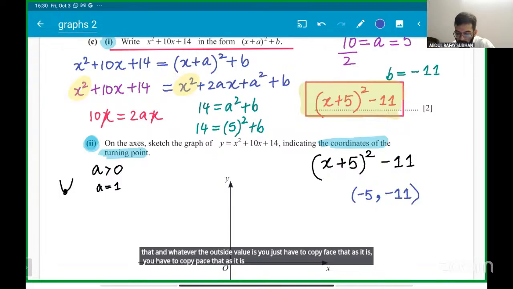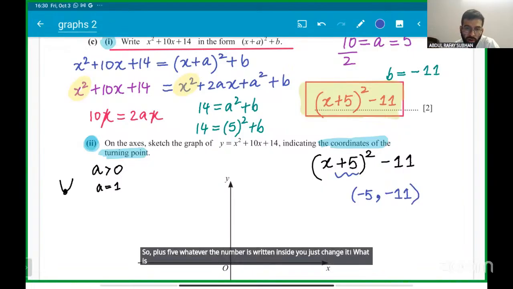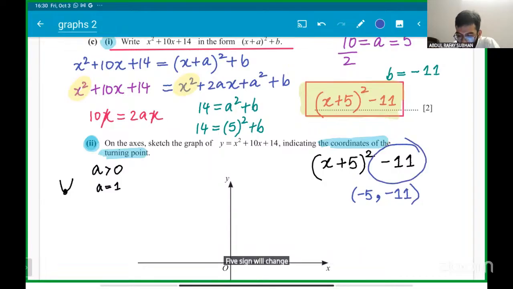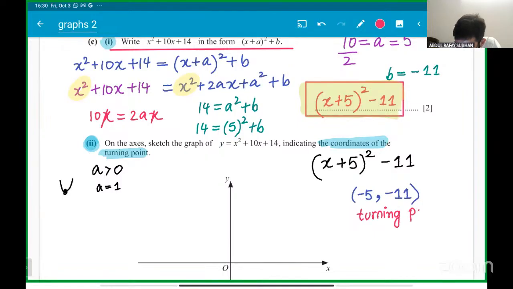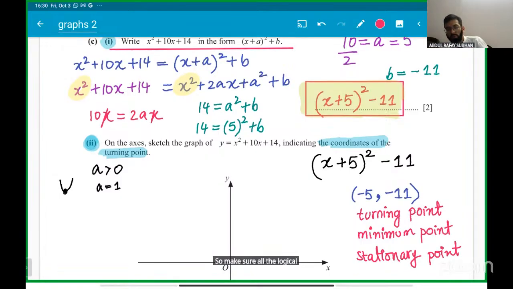So plus 5, whatever the number is written inside, you change that to -5, the sign will change. And whatever is written outside, you just copy paste it. This is called the turning point. This is new learning that we haven't done before. Please write it down. A turning point, also called in this case a minimum point, also called a stationary point, where the gradient will be 0. So make sure you remember all the logic and concepts.